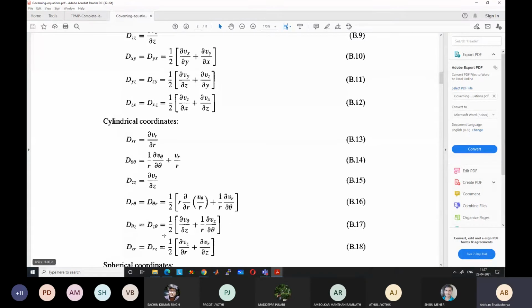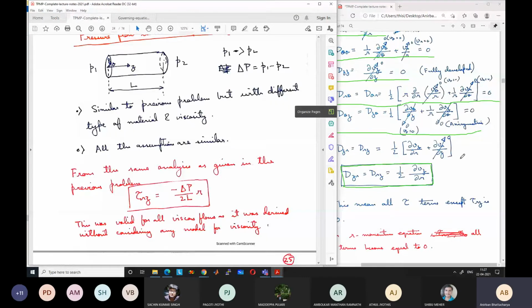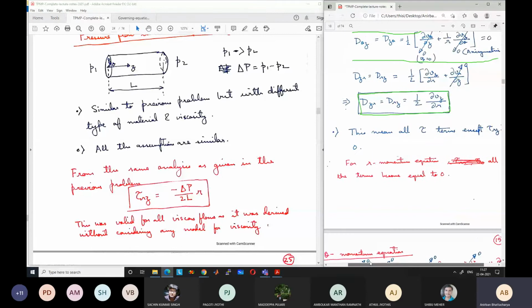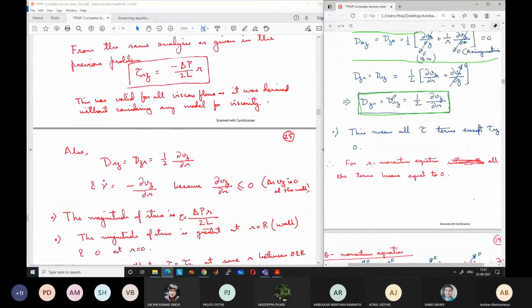So let us remember a few things from the previous problem. One is that dzr is equal to drz is equal to half dou vz dou r. So we will write this here also: drz is equal to dzr is equal to half dou vz dou r. The same thing will hold true here, because to obtain this, we did not assume any material properties. We did not assume whether the fluid is a power law fluid or Bingham plastic or whatever fluid. So this is valid for any fluid; it is just based on the geometry and boundary condition.